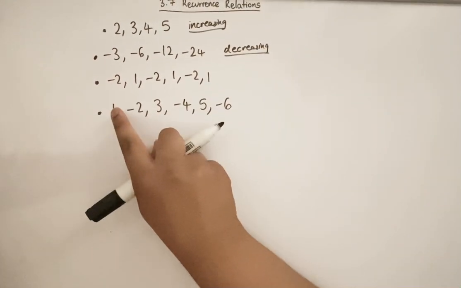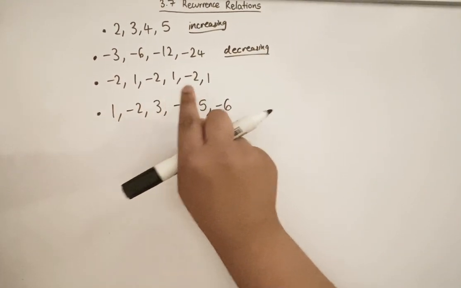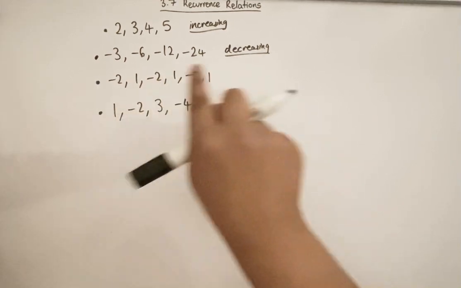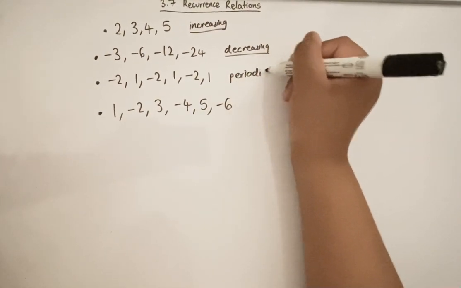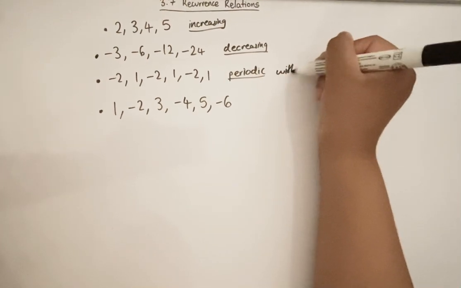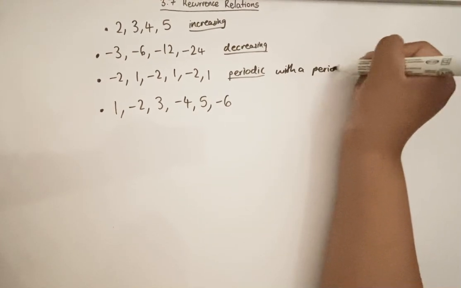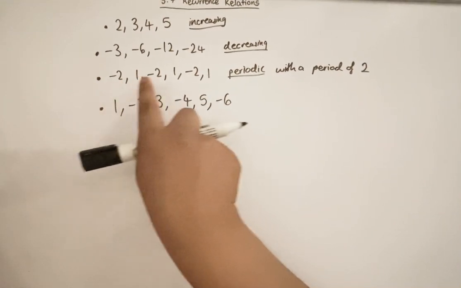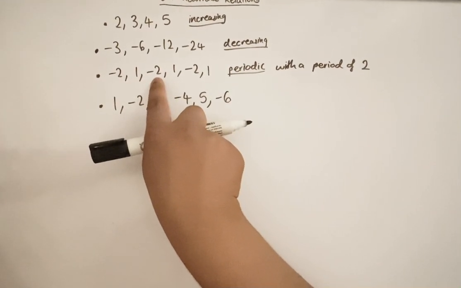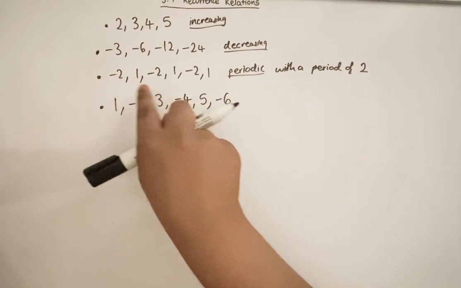For the sequence -2, 1, -2, 1, -2, 1, we can see that it's repeating -2 and 1, and so this is periodic with a period of 2. Because u1 is equal to -2, and u3 equals -2, and 3 is 1 plus 2, it is repeating every 2 terms.